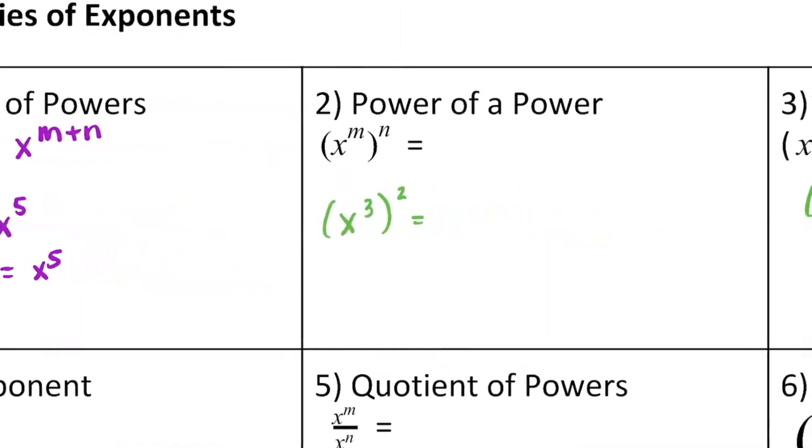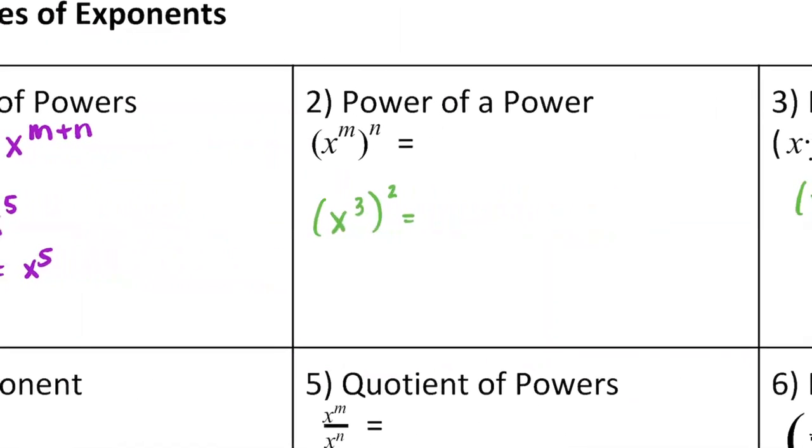Power of a power. So again, this is a power here, and there's another power there. This rule, you multiply the two exponents together. So it'll be x to the m times n. In this example, this would be x to the 6th. The reason this works, x to the third times x to the third would be the same thing as x to the third squared. And then using our previous rule, you would add the exponents, making it x to the 6th.